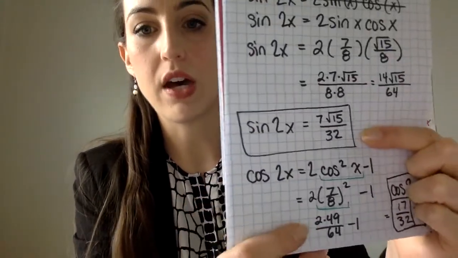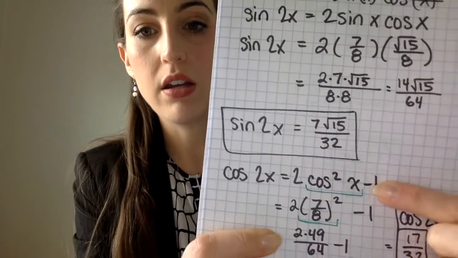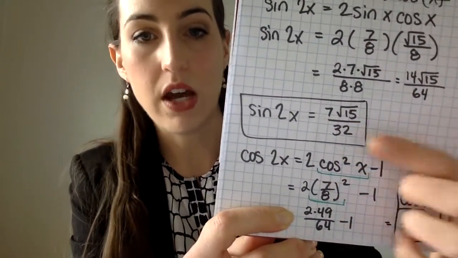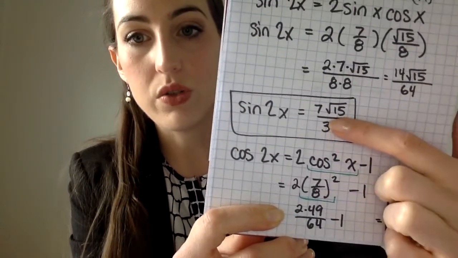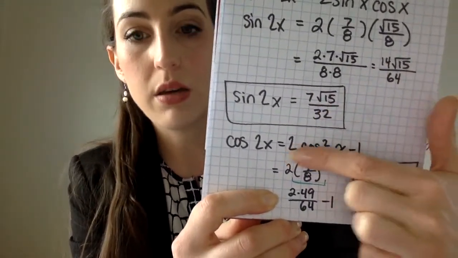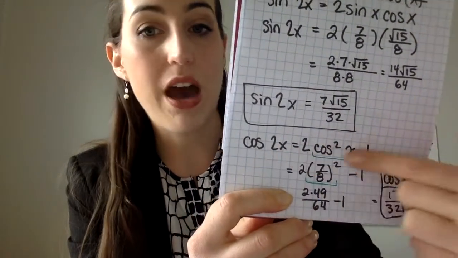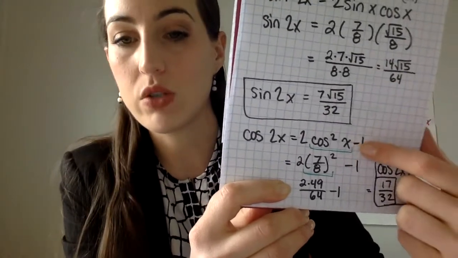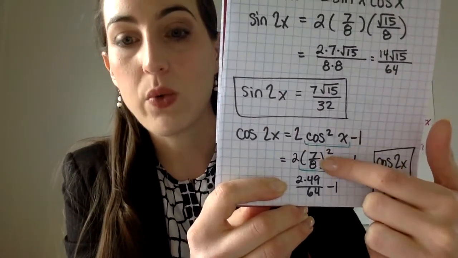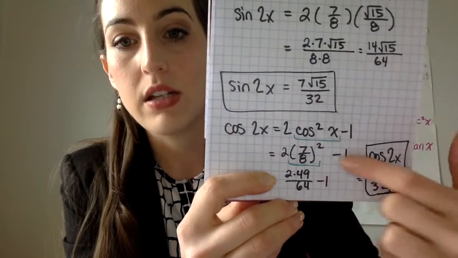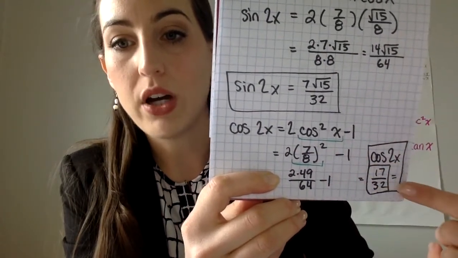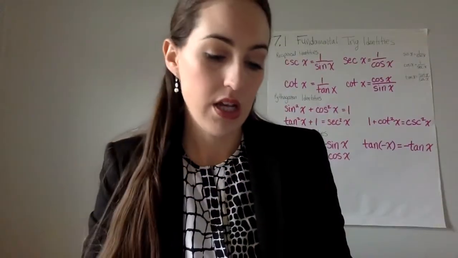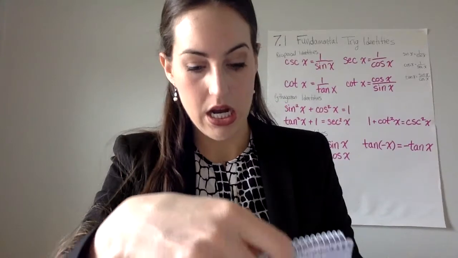Okay, so we now got double sine. Let's find our double cosine. We could have found this one first before we found double sine. That's fine. I just chose to do sine double angle first. So cosine double angle, here's our formula. I just happened to choose this one. I could have chosen the one that had sine in it also, but I just chose this one. Square what cosine x is, times it by 2, subtract 1, do your little algebra, reduce your fraction, and you get 17/32. And then this one is tricky.